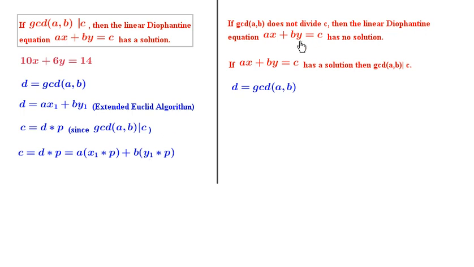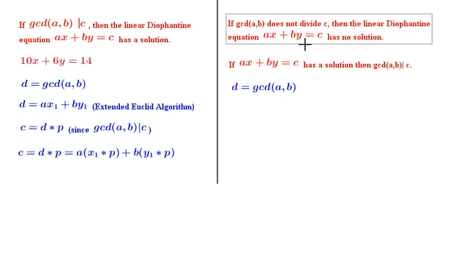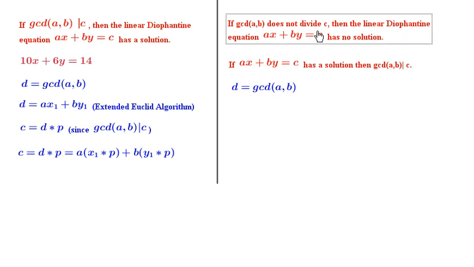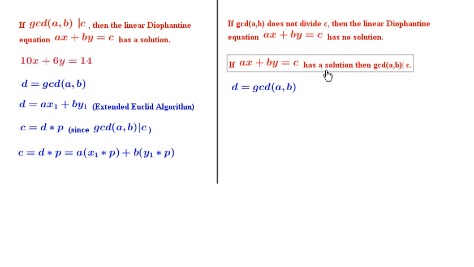Now let's talk about the second theorem. The second theorem says if GCD of a, b does not divide c, then the equation ax + by = c has no solution. As we know, p implies q is equivalent to not q implies not p. So the equivalent statement will be: if ax + by = c has a solution, then GCD of a, b divides c. These two statements are equivalent, so we can prove this, right?